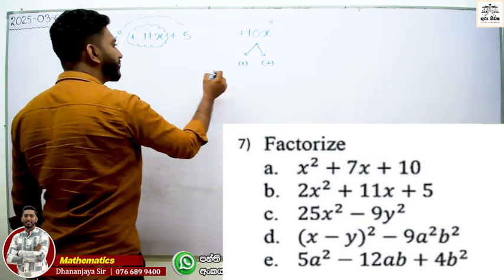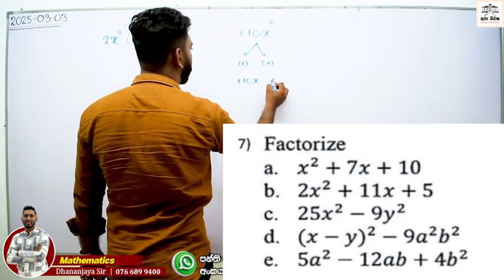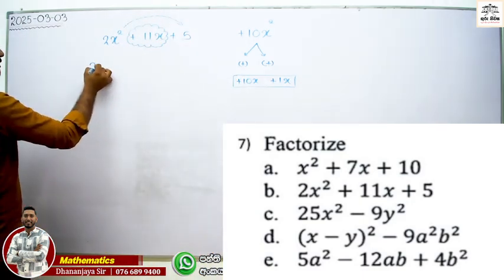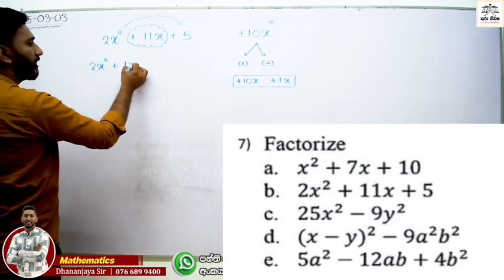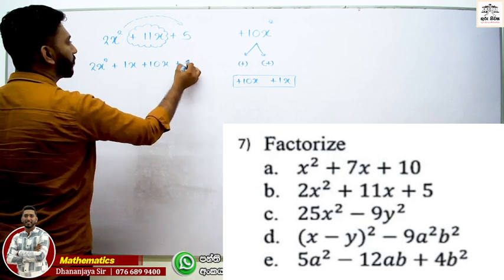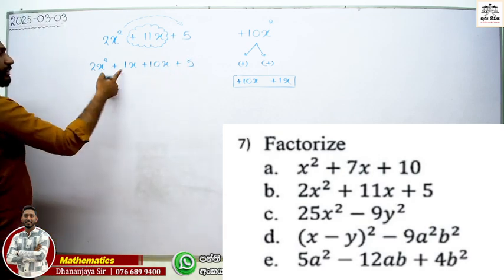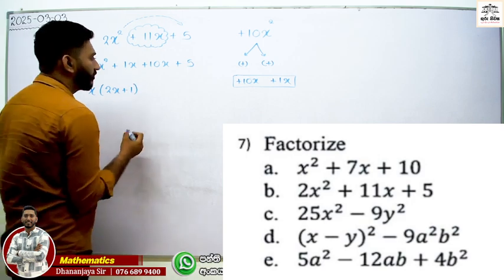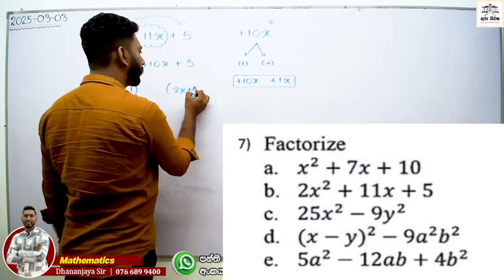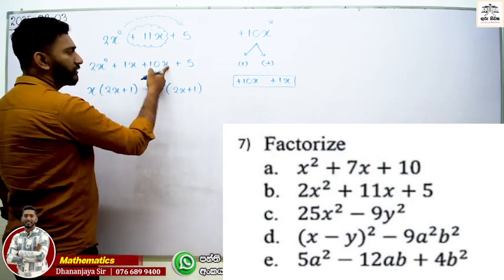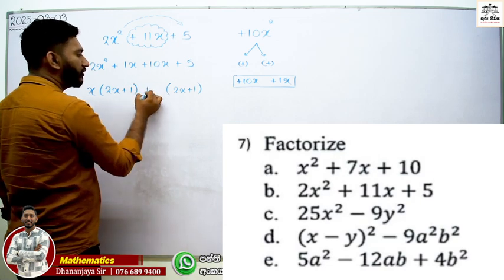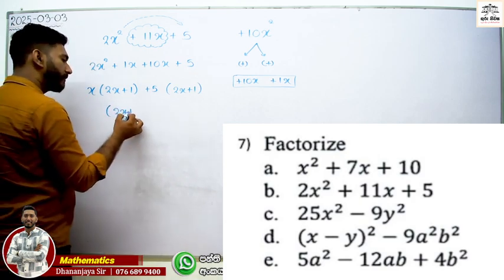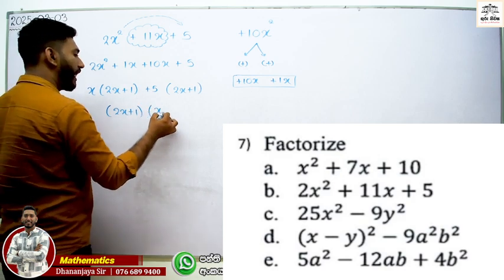Therefore, what are the products? Plus 10x and plus 1x. This is a suitable couple for the first one. Then the answer becomes 2x squared plus 1x plus 10x plus 5. Now listen, in this case x is common, then 2x plus 1, and you repeat 2x plus 1 here, and x is there, and 2 is there, and the missing one is a plus 5. 5 times 2 becomes 10x. Then 10x, 2x plus 1, and x plus 1.